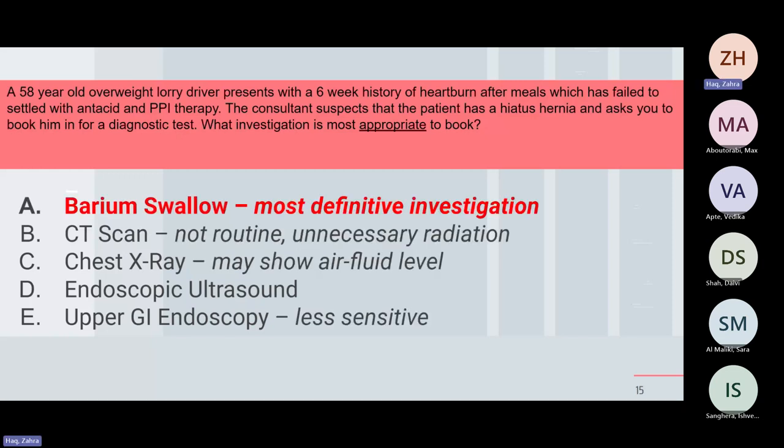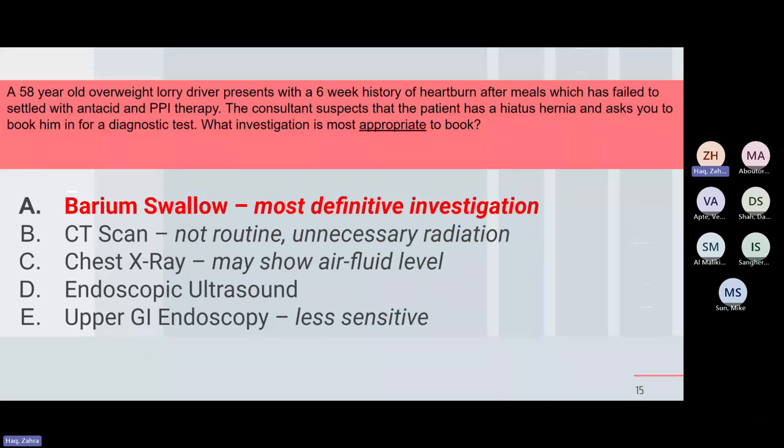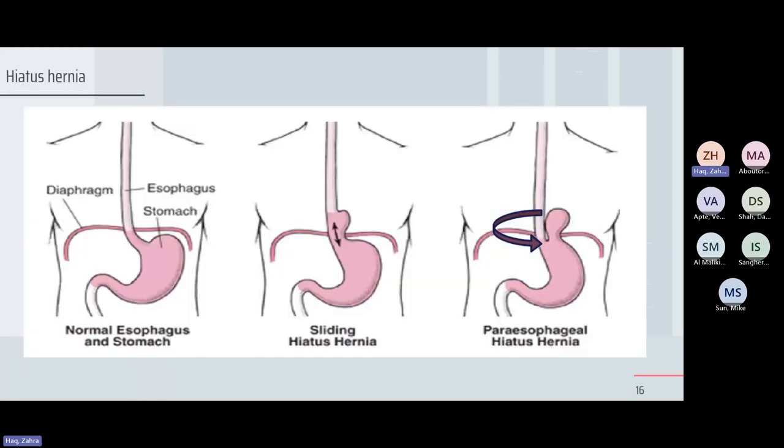Okay, so the answer is a barium swallow. This is the most definitive investigation for a hiatus hernia. Now, there are two main types of hiatus hernia that we need to be aware of. So we have the sliding and the rolling. This is a diagram of both of them. The sliding hernia is actually the most common one. And this is where the stomach herniates over the diaphragm, and the gastroesophageal junction is above the diaphragm instead of below. And this causes a lot of refluxing symptoms in the patient.